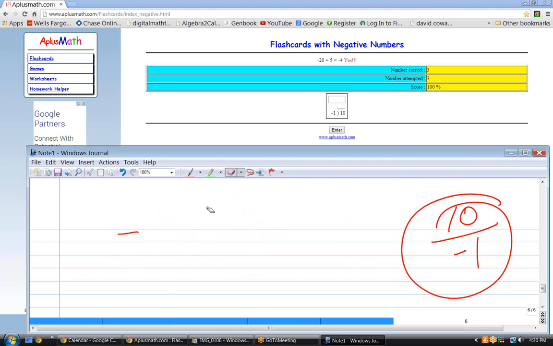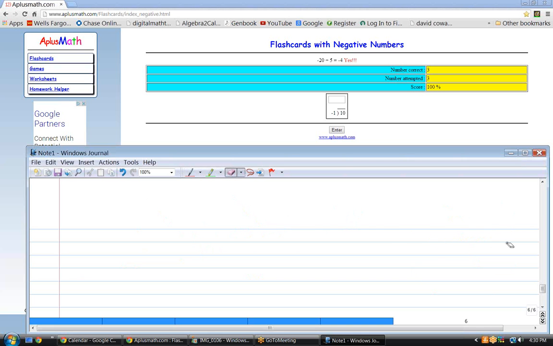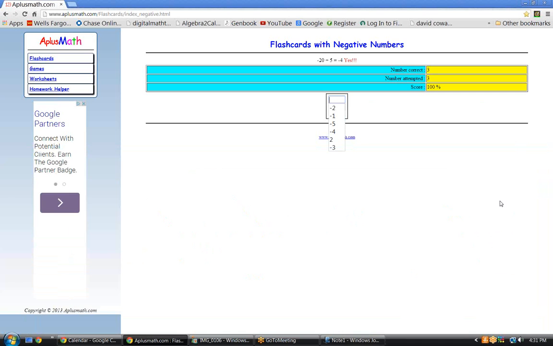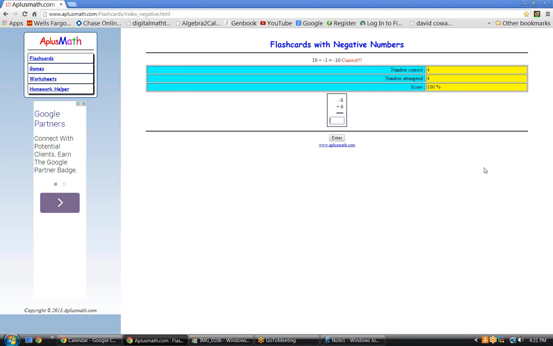Okay? So the key is whether you're doing division or addition. Okay, here's an addition problem. What do we do here?